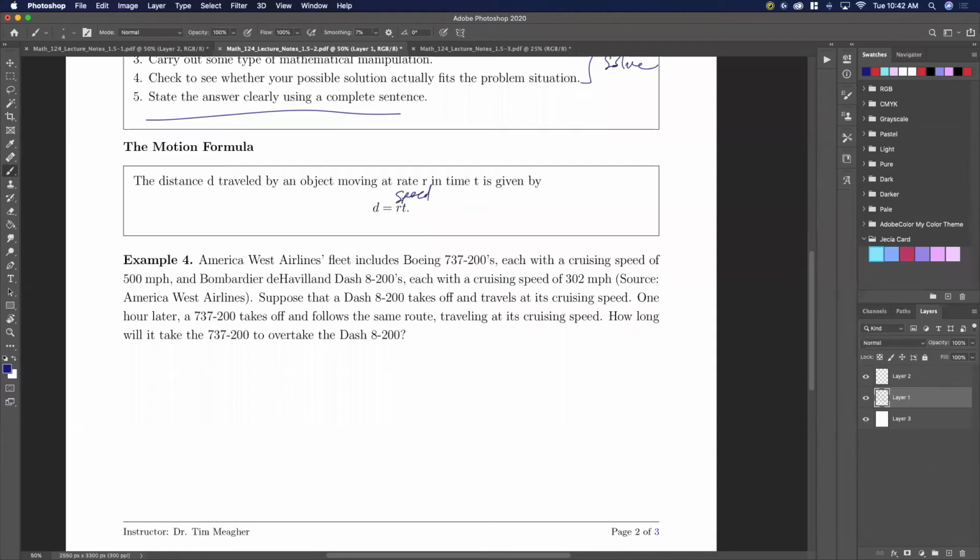All right, so we have American Airlines, West Airlines, including a Boeing 737-200, each at a cruising speed of 500 miles per hour, and the other has a cruising speed of 600 miles per hour. Suppose that this one takes off and travels at its cruising speed, the other one takes off an hour later and follows the same route traveling at its cruising speed. How long does it take for the 737 to overtake the Dash 7?